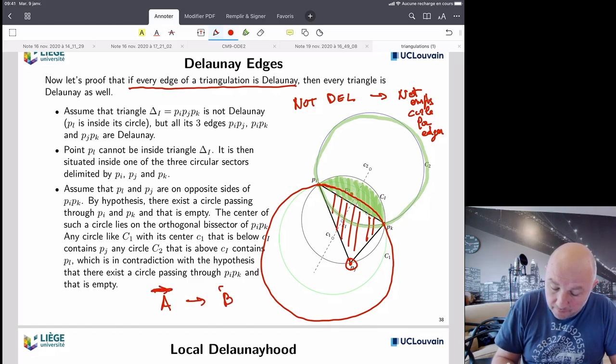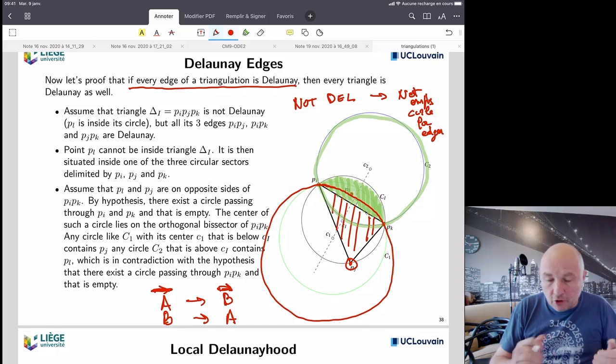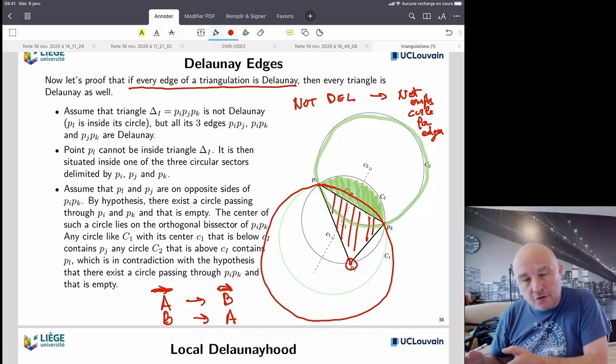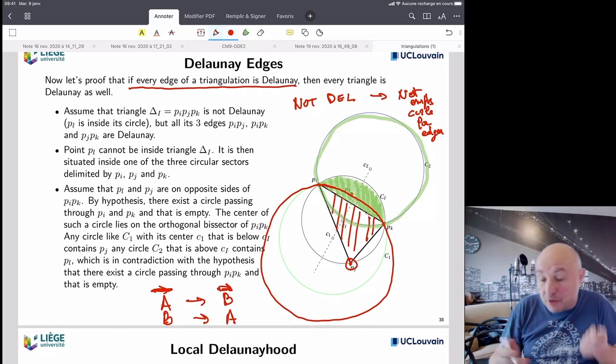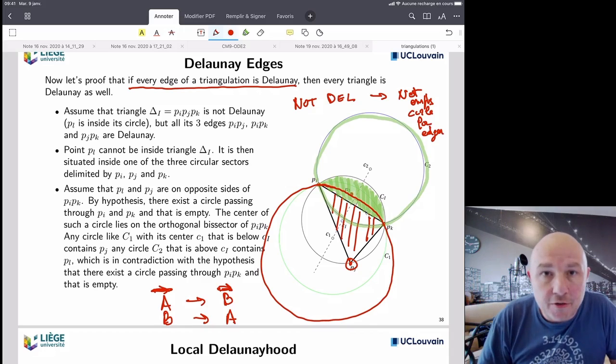Which means that not A implies not B is equivalent to B implies A. It's a standard argument of contradiction. You prove that if you have not A, then you have not B. That proves that B implies A, which means that if every edge is Delaunay, then the triangles are Delaunay.